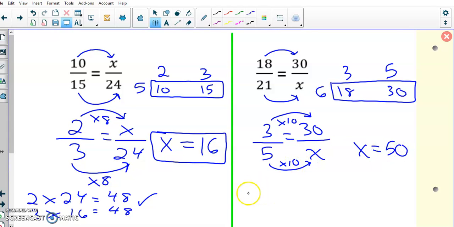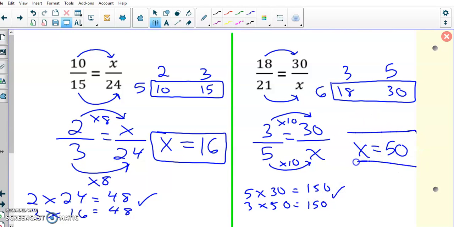Again, cross multiply to check. You're going to do 5 times 30 and 3 times 50. 5 times 30 equals 150. 3 times 50 also equals 150. It checks out. So x equals 50 is our correct answer.